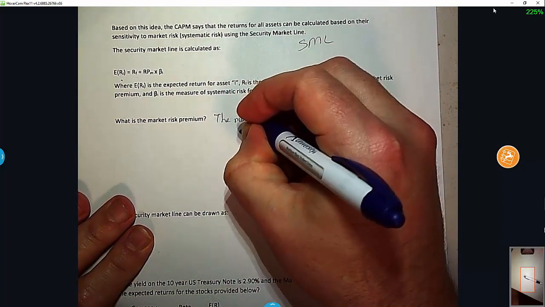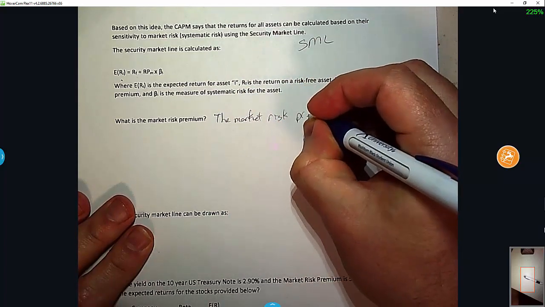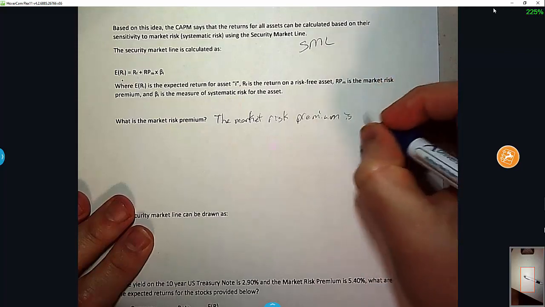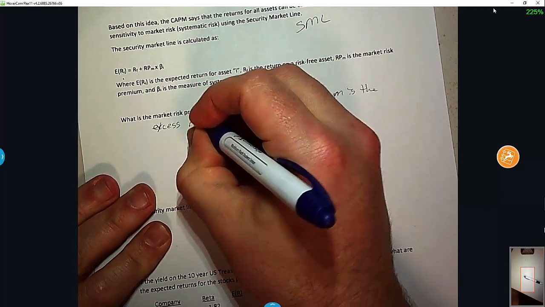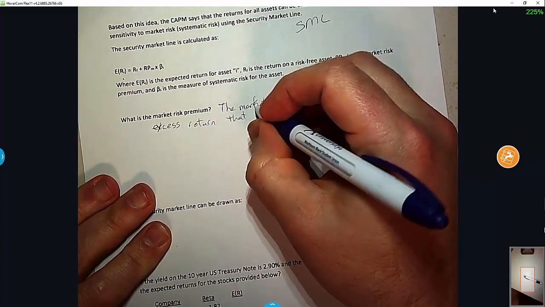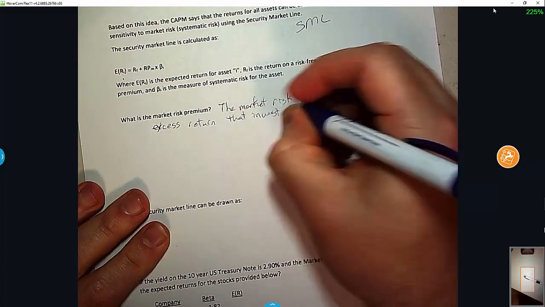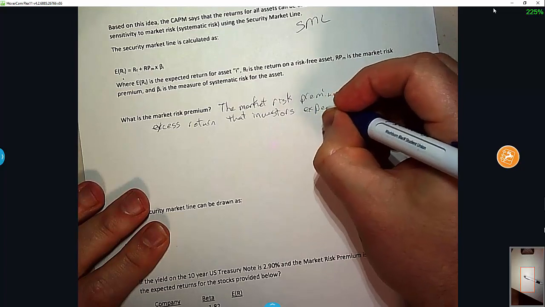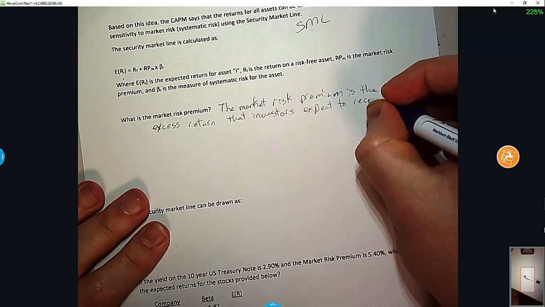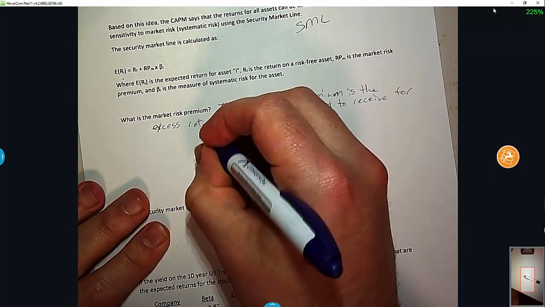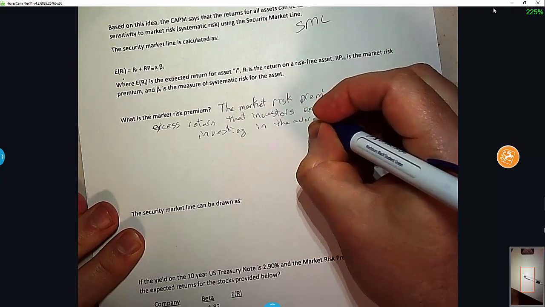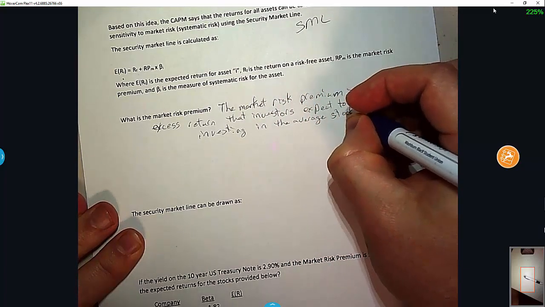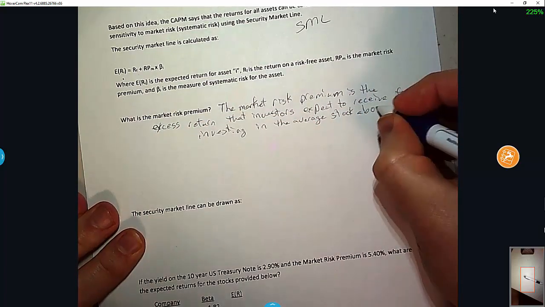So what is the market risk premium? The market risk premium is the excess return that investors expect to receive for investing in the average stock, above the risk-free rate.